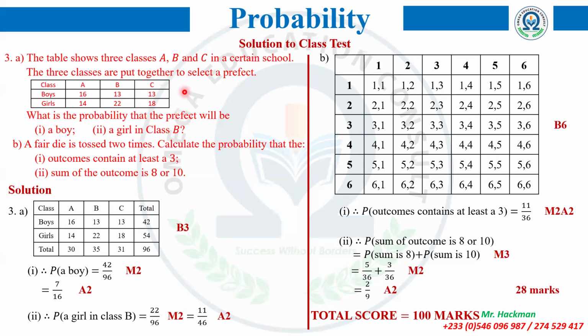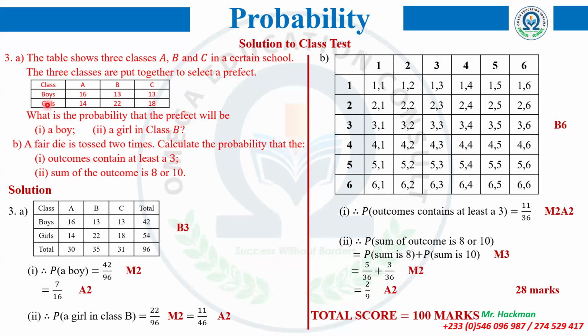So I will go and create a column or row for the totals. Okay, and you know that this is a question that we've seen before. In fact, the whole of question 3 is supposed to be a bonus question. It's a question that we handled in one of our lessons. All right, so now let's look at the A.